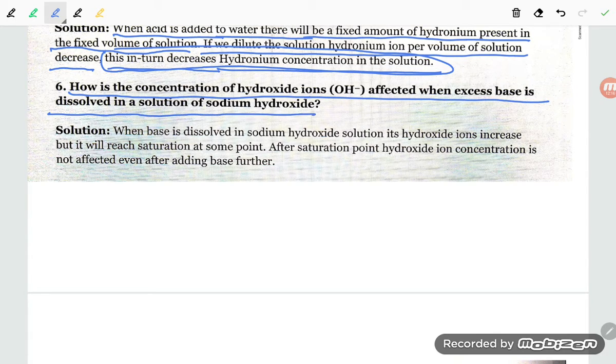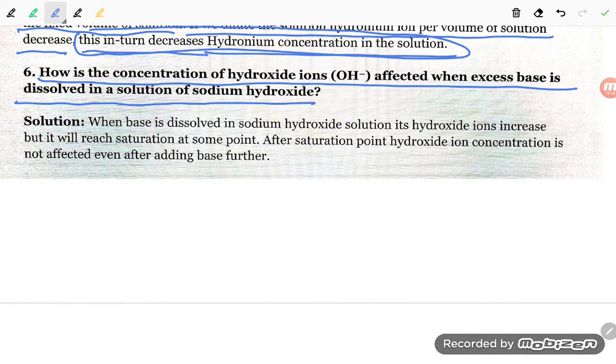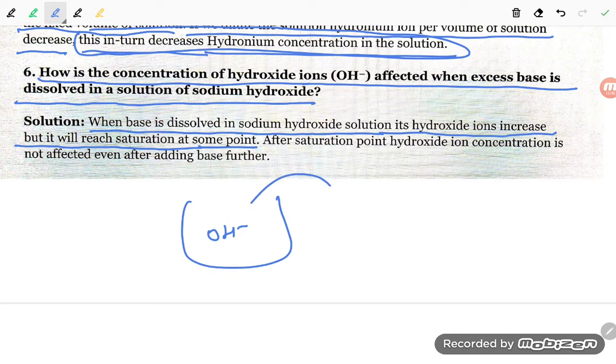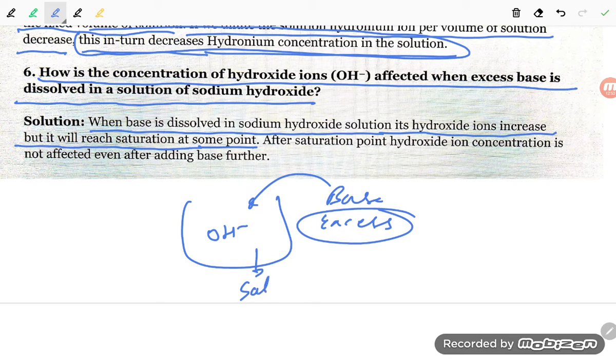Okay, next point: how is the concentration of hydroxide ion affected when excess base is dissolved in a solution of sodium hydroxide? When base is dissolved in the sodium hydroxide solution, its hydroxide ion increases, but it will reach saturation at some point. So OH ion is already there and you are adding the base, student, and how much excess base you are adding. When base is dissolved in sodium hydroxide solution, its hydroxide ion increases, but it will reach the saturation point.